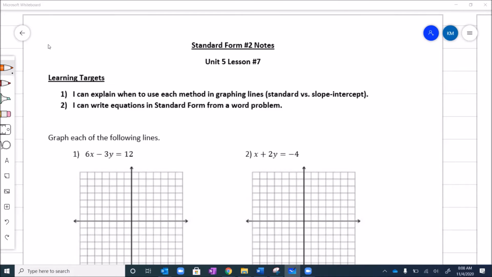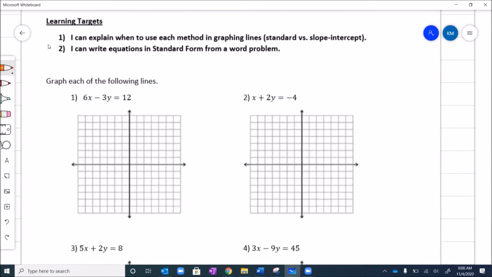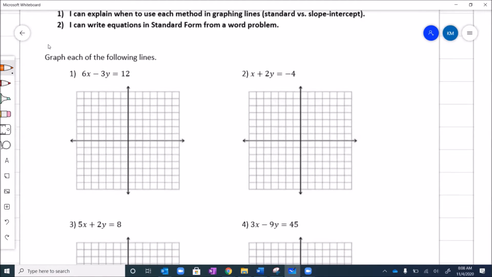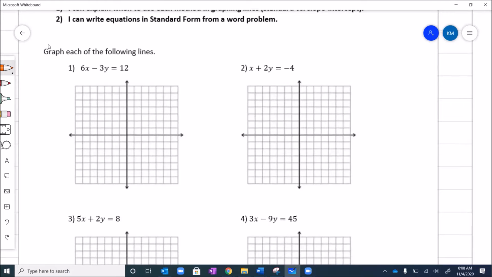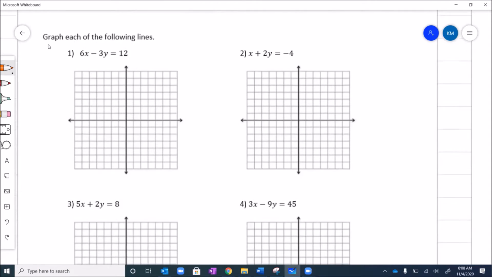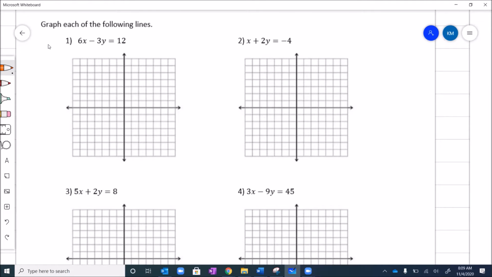All right, so by now we've talked about standard form and slope-intercept form. And so we're going to now add to knowing that information to knowing when to use that information. So this section says graph each of the following lines. And so let's just get into it and we'll run into the problems we're going to run into.